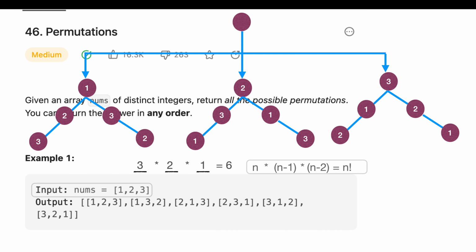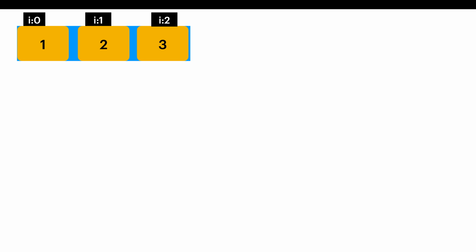So we got all the permutations. If you see here, we have 1 2 3, 1 3 2, 2 3 1, 2 1 3, 3 1 2, and finally 3 2 1. So these are the permutations we could make. So it's a very good solution with backtracking. Let's see how we can solve it.